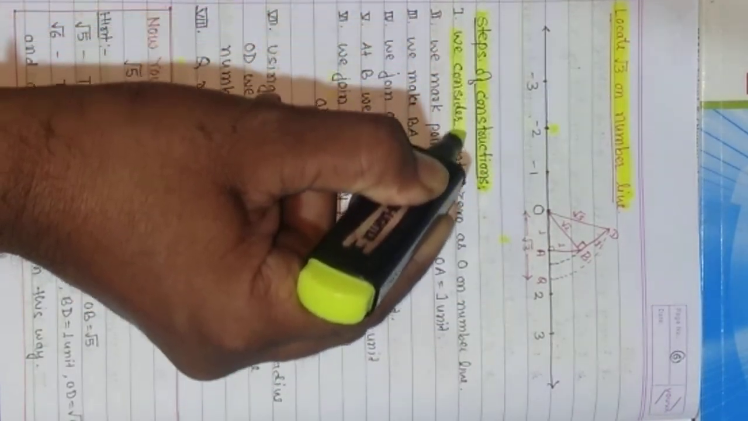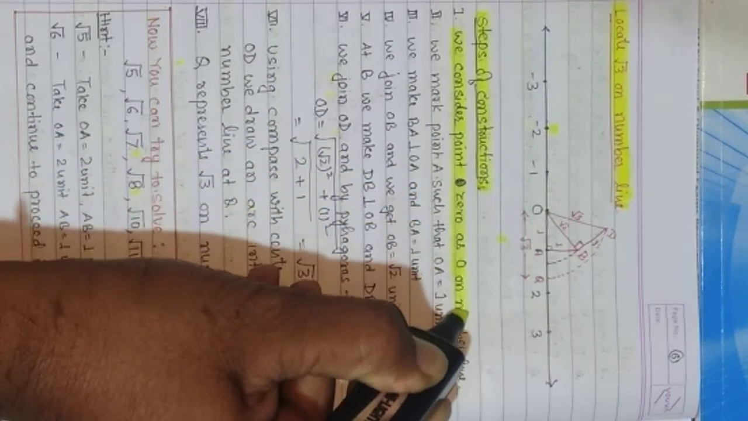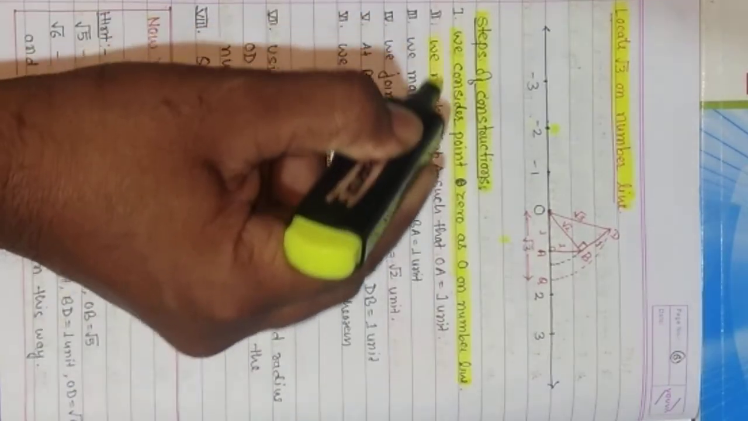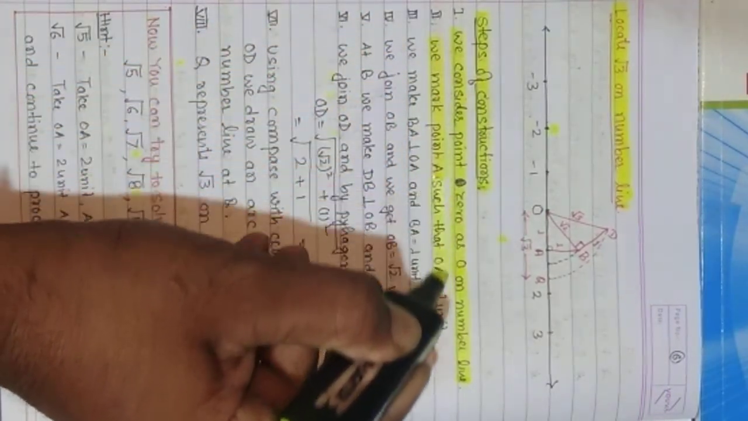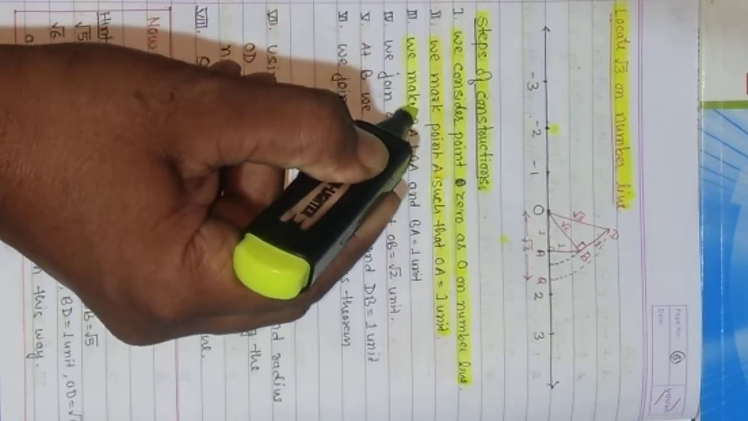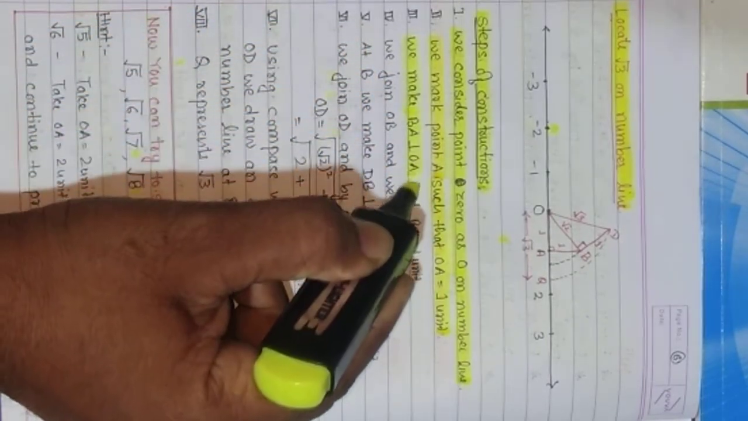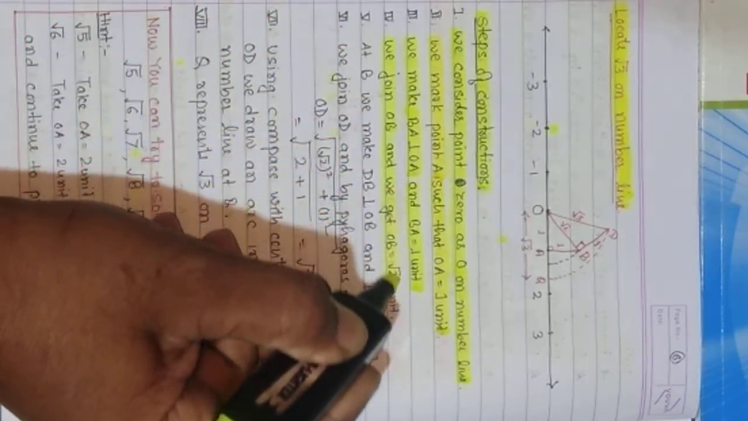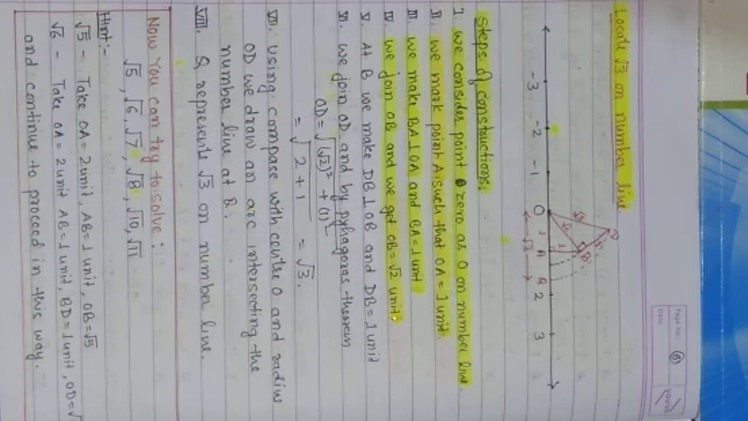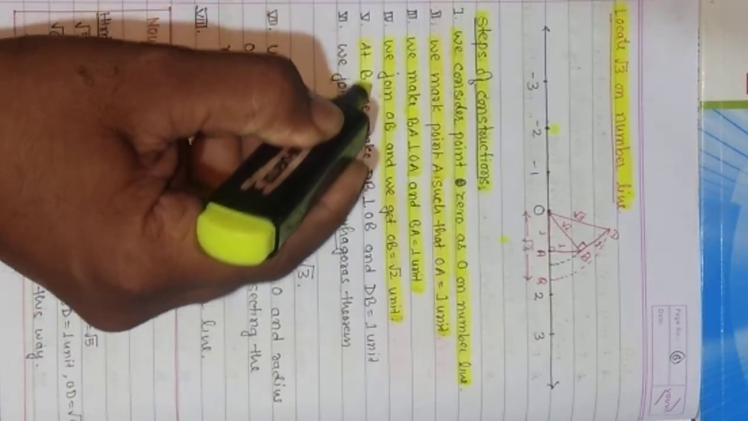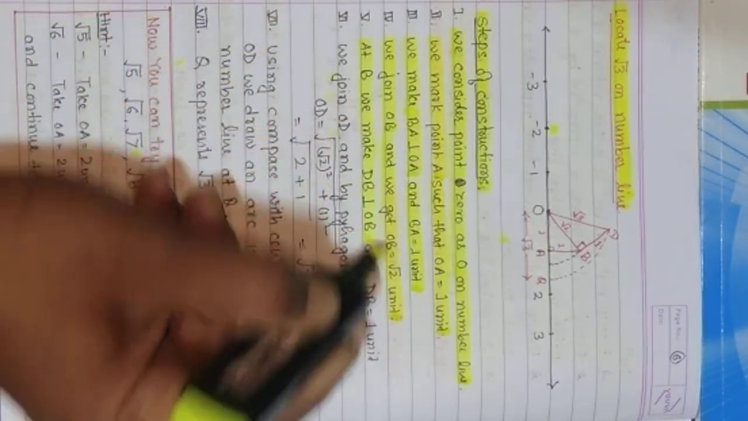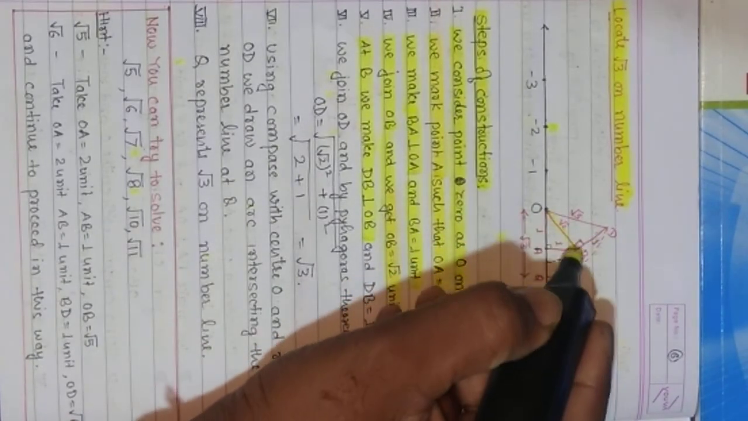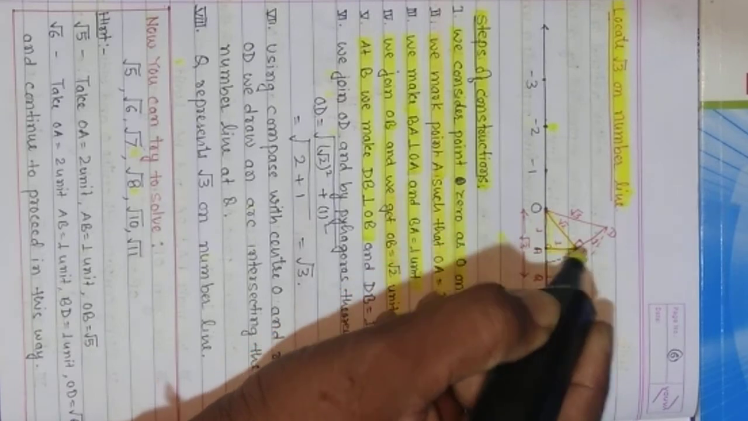We consider point 0 as O on the number line. We mark point A such that OA equals 1 unit. We make BA perpendicular to OA and BA equals 1 unit. We join OB and we get OB equals root 2 unit, like in the case of root 2. Till this point, root 2 we have already studied.